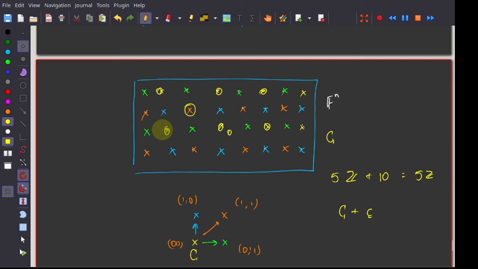And if the rate is sufficiently large, as long as the rate is not too small, the number of error vectors will be much smaller than the number of code words. Rate, that is, the ratio of k by n. That is the rate of the code.